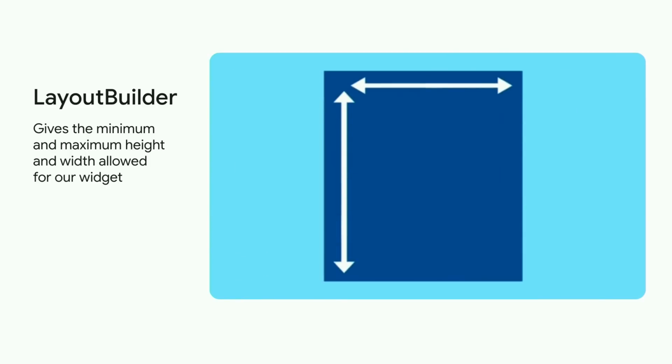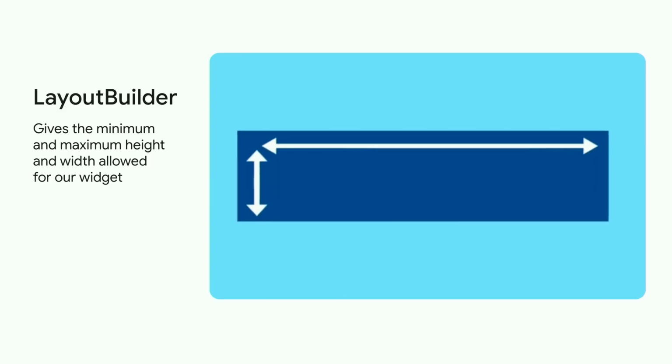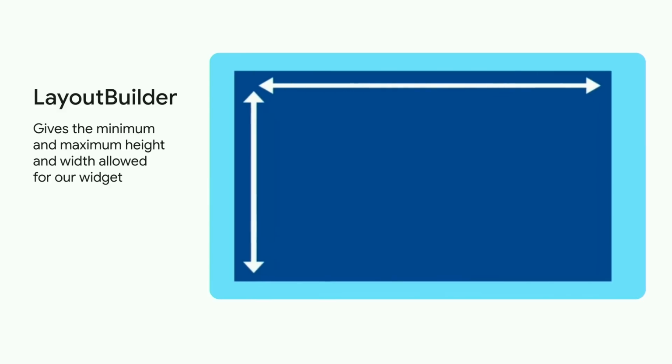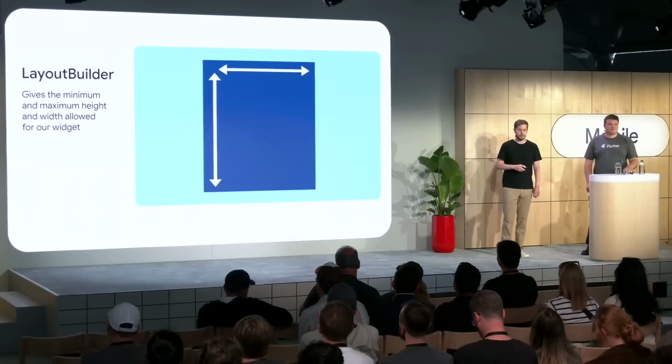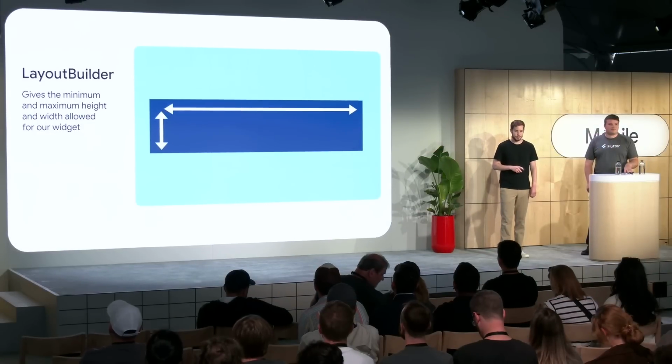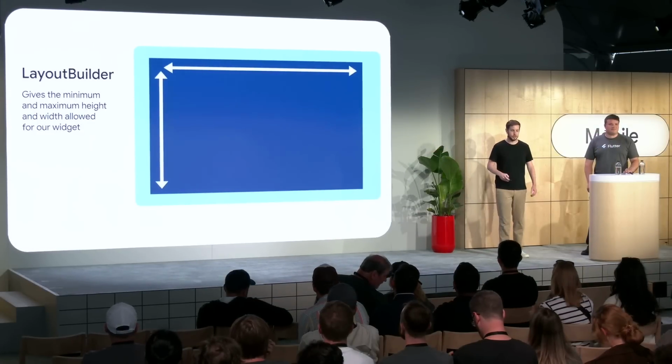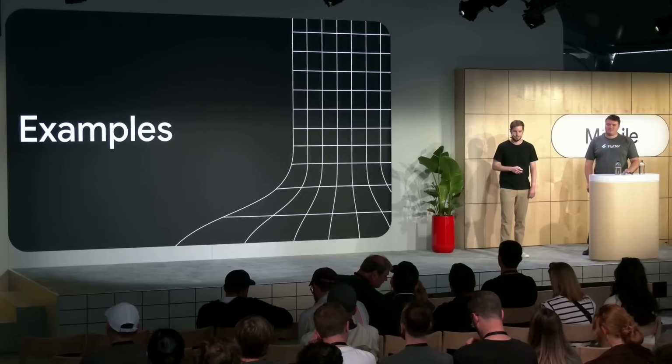Additionally, Layout Builder gives you a box constraints instead of a size, so you're given a valid width and height range, the minimum and maximum, for your content, rather than just a fixed size. This can be useful for some more custom widgets, but for our purposes today, we're just going to be using the maximum values.